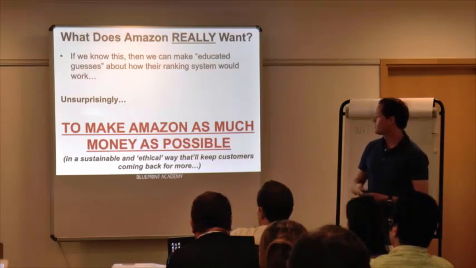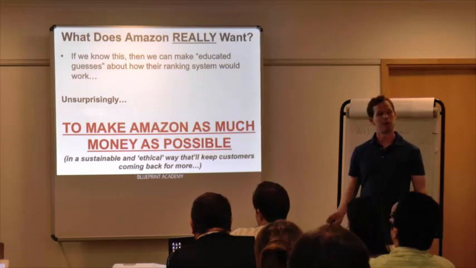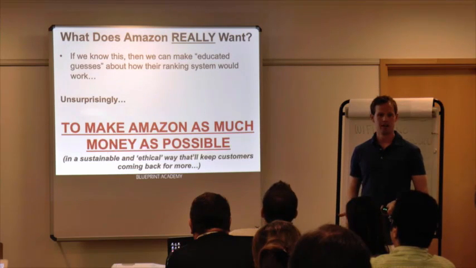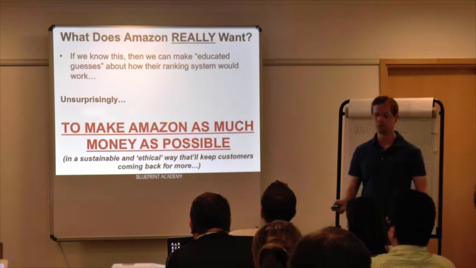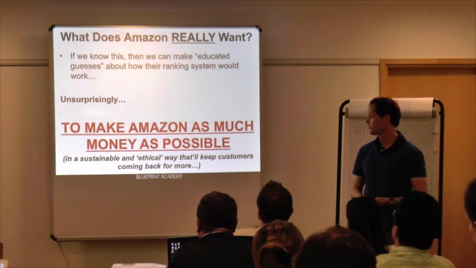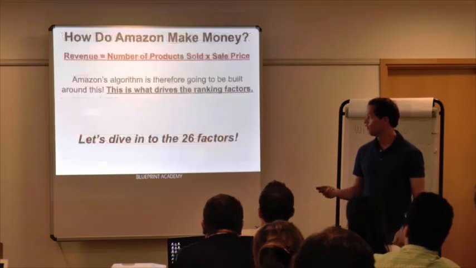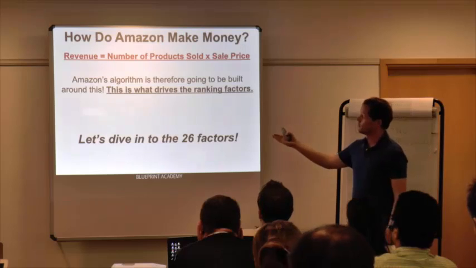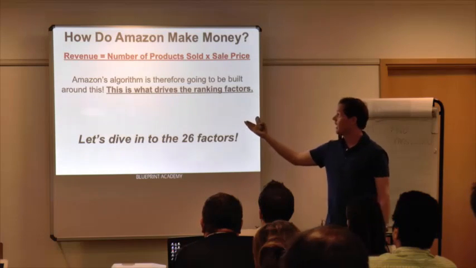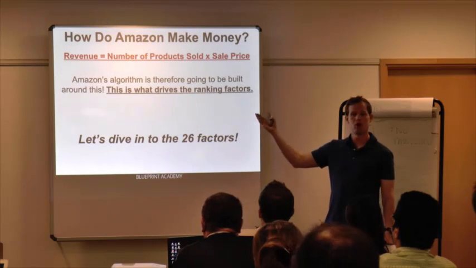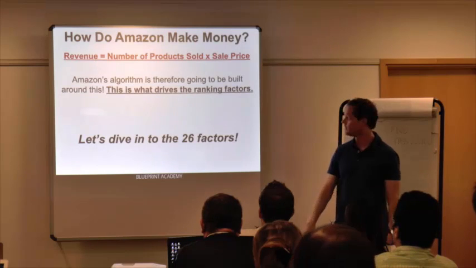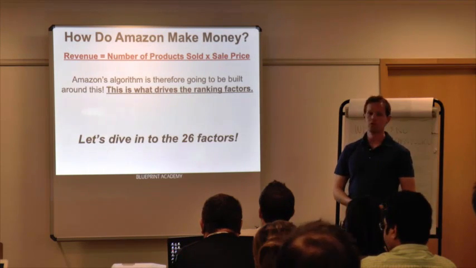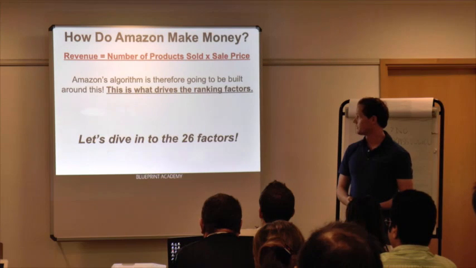So yeah, Amazon wants to make as much money as possible, but they want to do it in a sustainable way. So they want to make sure that people are actually getting good service as well, the end user, the customers who use Amazon, so that they're going to keep using it over and over again. And it really comes down to the way that they make money, which is revenue: the number of products sold times the sale price. That's the simple formula that drives the whole of Amazon's algorithm, essentially.